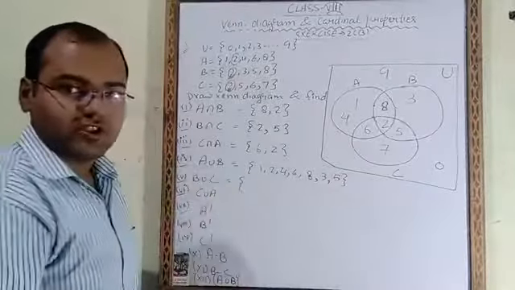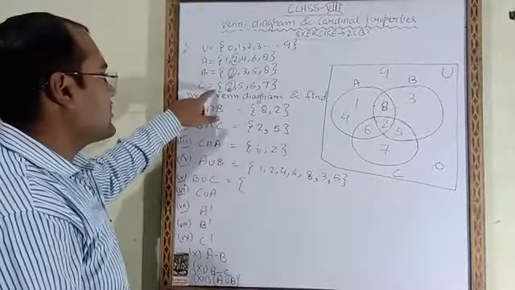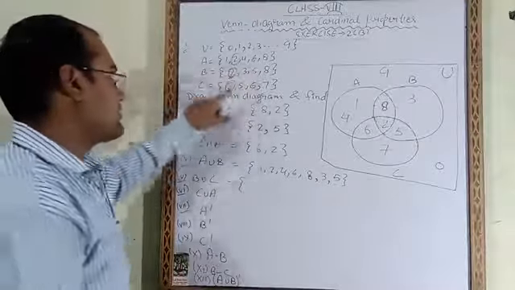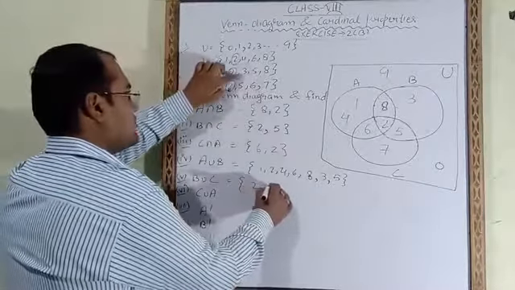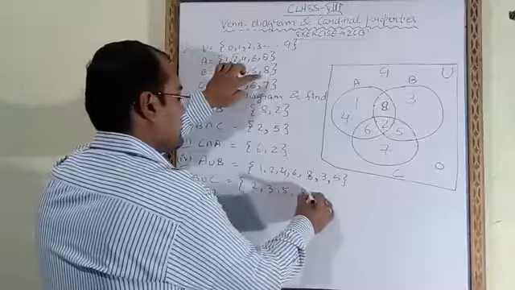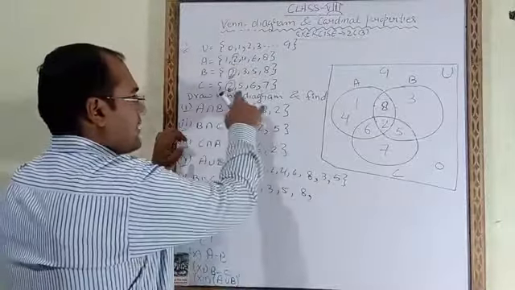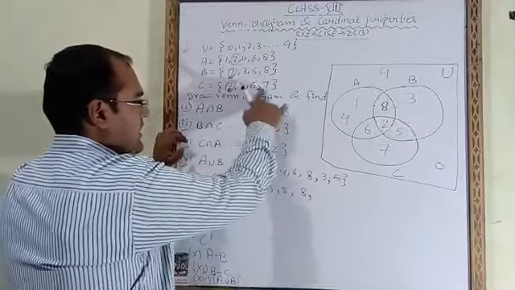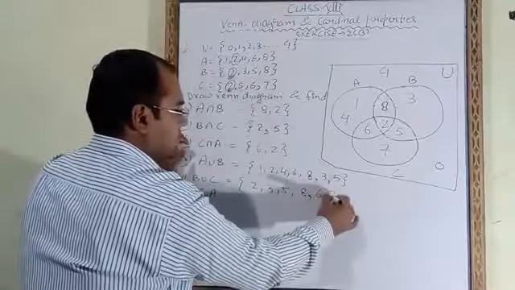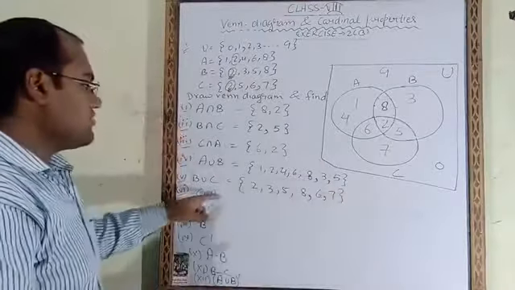Now we have to write B union C. B union C means B elements also and C elements also. So B elements 2, 3, 5, 8. C elements: 2 already taken, 5 already taken, 6 and 7. 6, 7.